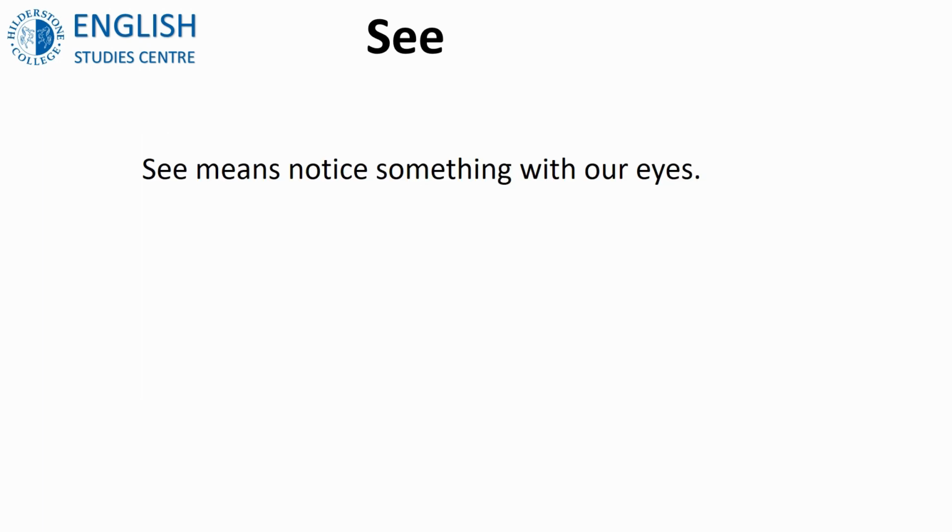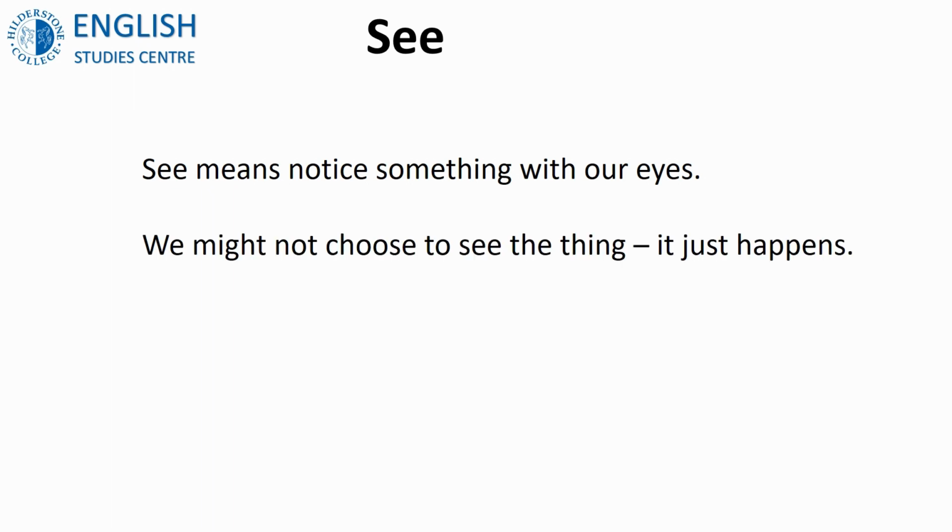Our final verb is see. And see means notice something with our eyes. What's important here is we might not choose to see the thing. It just happens without us wanting it.